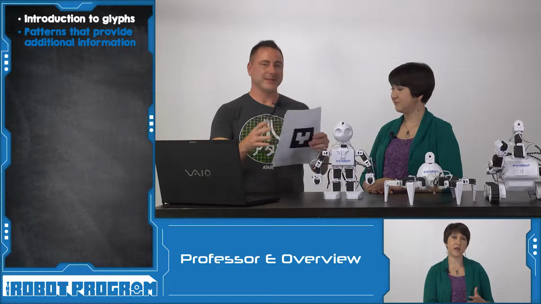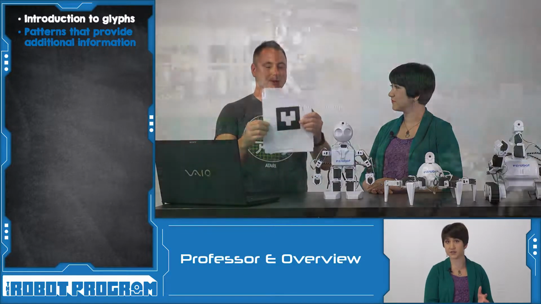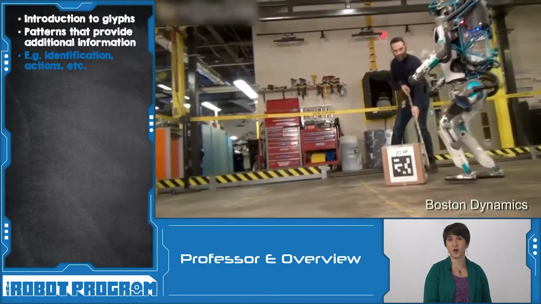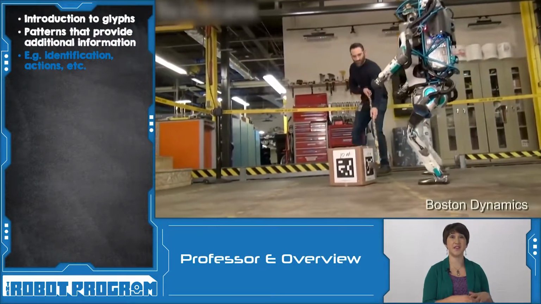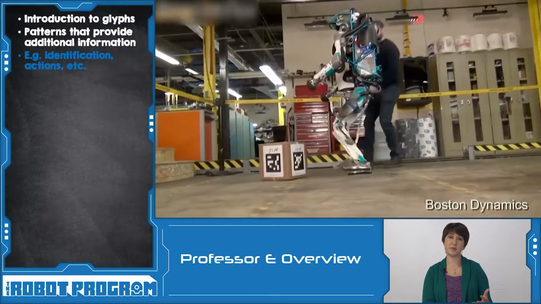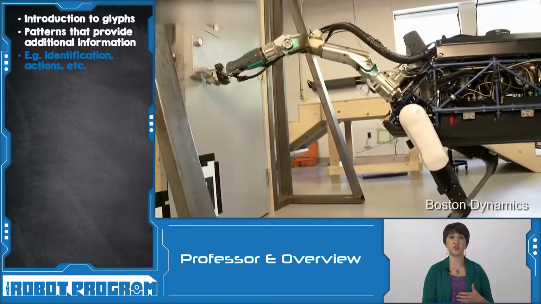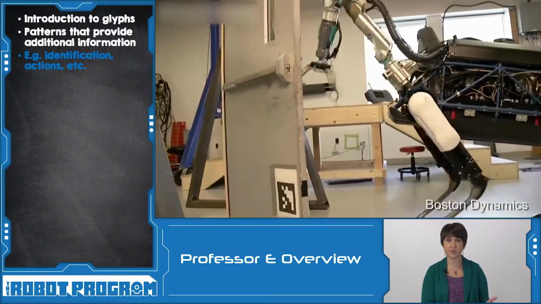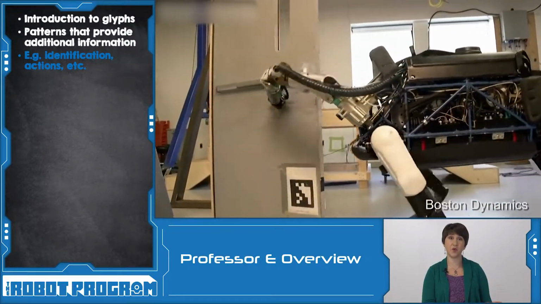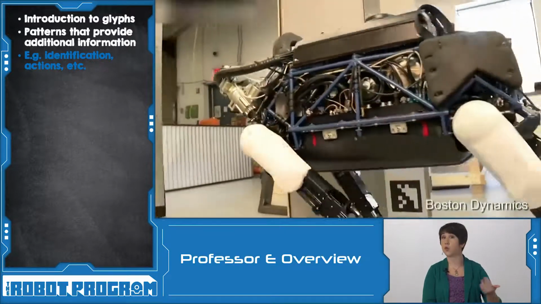In this episode, we introduced glyphs and how you can use them. Glyphs are unique black and white patterns that robots can recognize regardless of the glyph's orientation. They can be used to provide robots with information such as identity or an action that should be taken when they see the glyph. For example, if you always want your robot to open a door every time it comes up to a door, you can put a glyph on the door to tell the robot to push or pull.